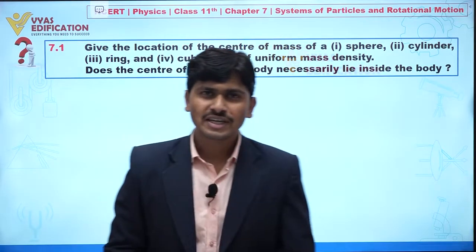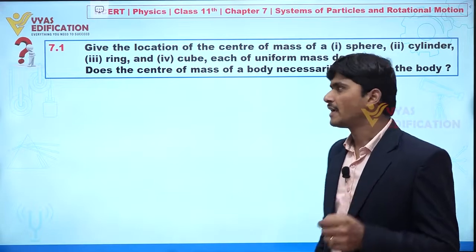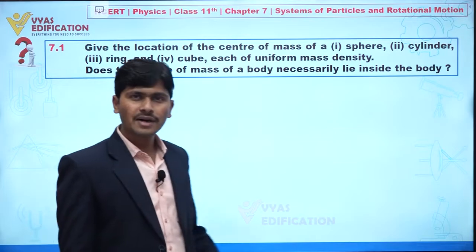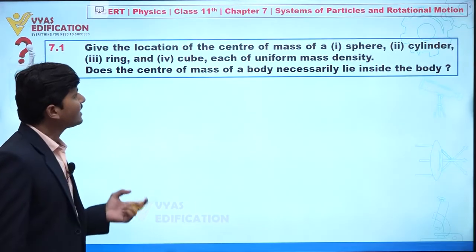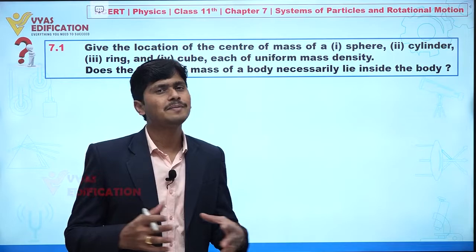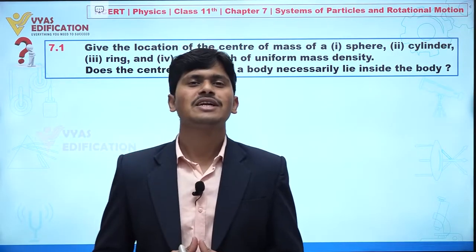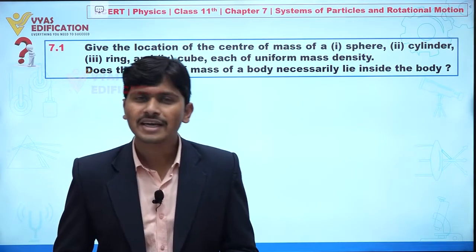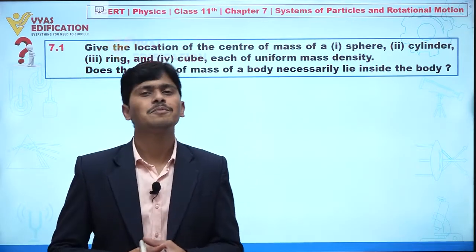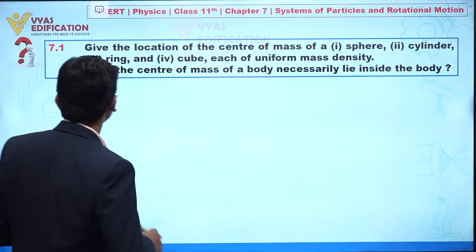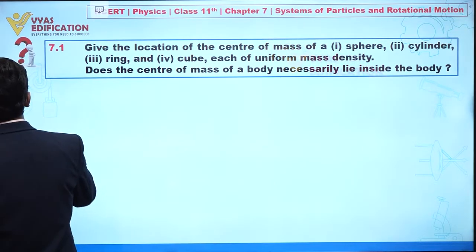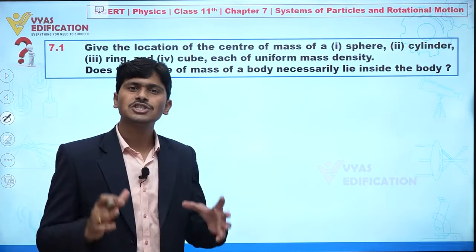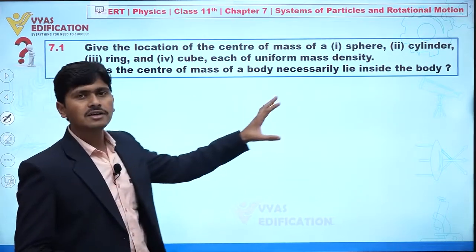Now dear students, we are going to discuss question number 7.1, and in this question it is given: give the location of the center of mass of a sphere, cylinder, ring, and cube, each having uniform mass density. First of all, let us try to understand what the center of mass is. We can say the center of mass is a point where we can assume that the whole mass of that body is concentrated. So now we have to find the position of the center of mass for the given objects.